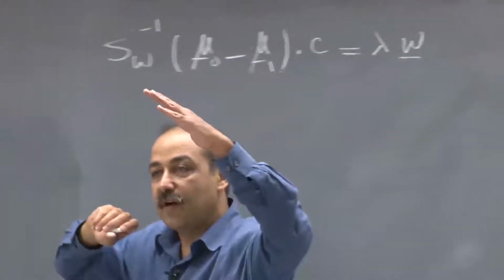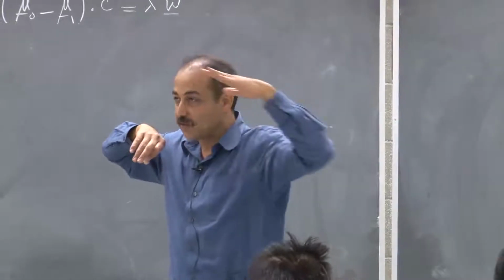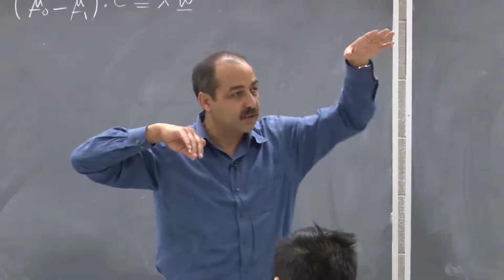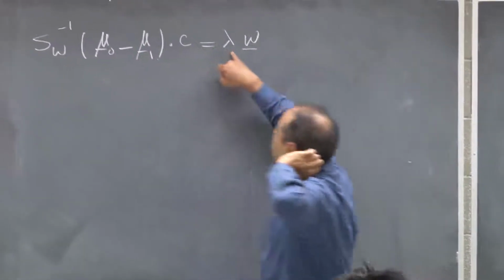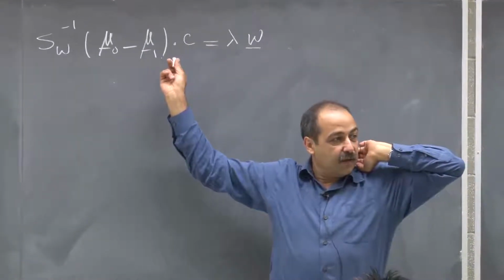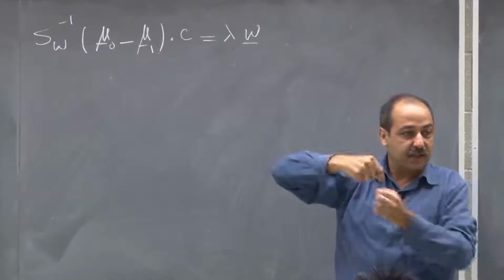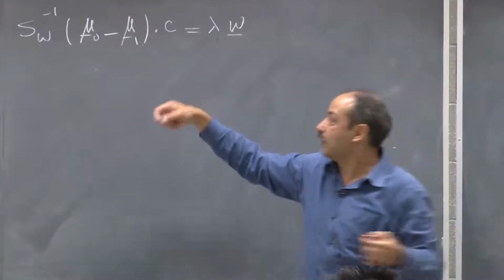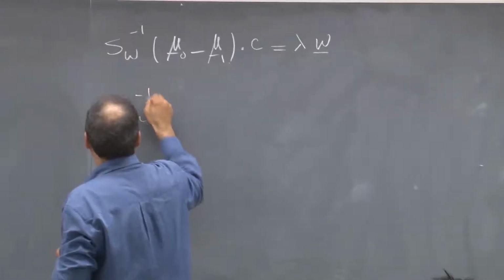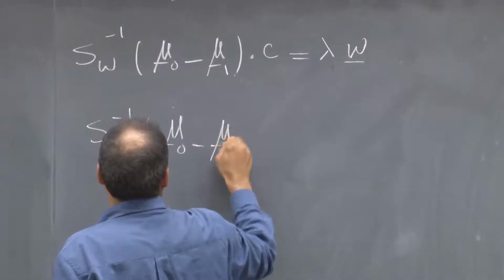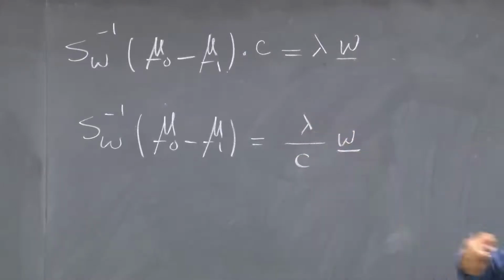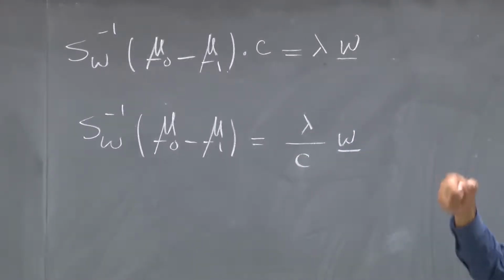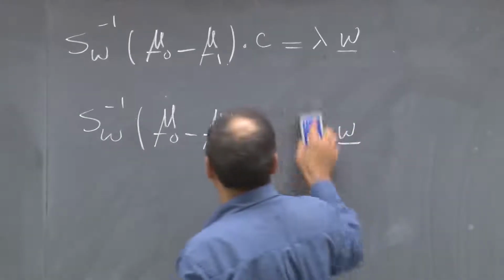Don't forget that when we find W, we don't care about the length of W, right? We just care about the direction of W. I want to know on which direction I should project the data. It doesn't matter what the length of W is. So it doesn't matter what the lambda is, what the C is, because the role of lambda and C is just to change the length of W. I can say that SW inverse (mu 0 minus mu 1) is equal to lambda over C times W. So this has to do with the length of W. It's just a scalar. We change the length of W. I don't care about it. It doesn't matter.